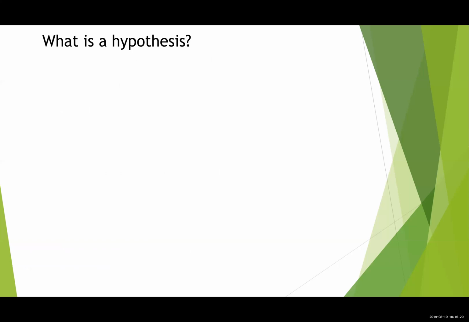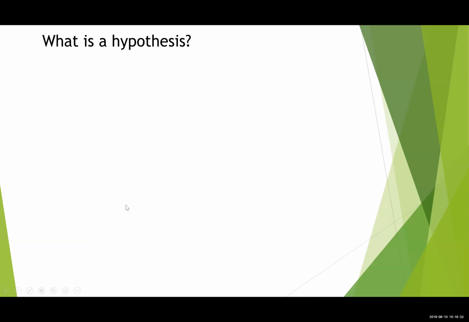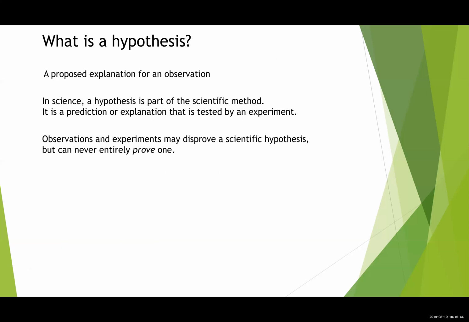Okay, so what's a hypothesis? We're going to break down that scientific method terminology that was right up here, this first one. See how it has all these different words in it, a hypothesis, experimentation, and they're all here. We're going to break them down even more. So what's a hypothesis? It's a proposed explanation for an observation. In science, a hypothesis is part of the scientific method. It's a prediction or an explanation that can be tested by an experiment. Observations and experiments may disprove a scientific hypothesis, but can never entirely prove one.